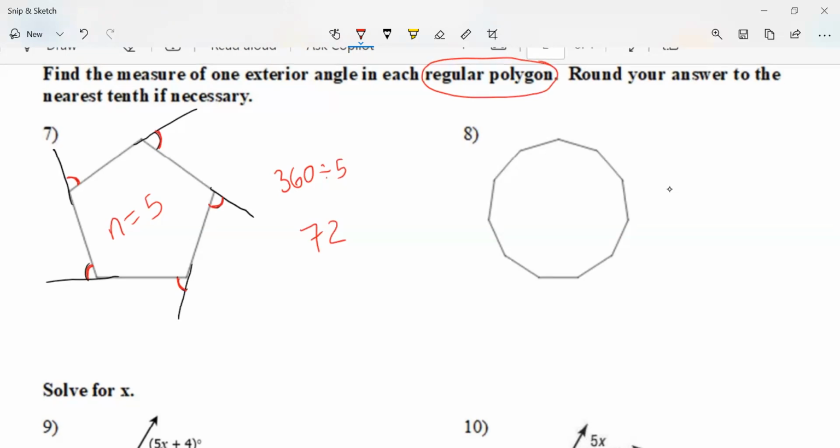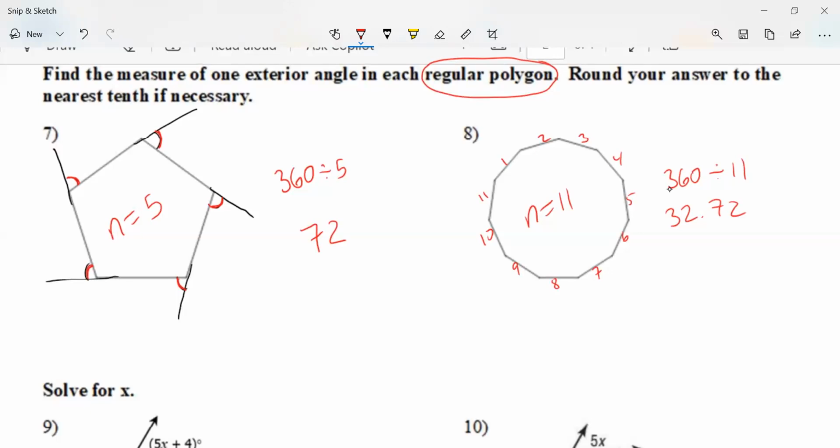Cool. Let's take a look at question number 8. Let me count how many sides there are. See, there's 1, 2, 3, 4, 5, 6, 7, 8, 9, 10, and 11. There's 11 sides. So to figure out how much is one of the angles on the outside, I'm going to go 360 divided by 11. According to my calculator, I get 32.72, bunch of 72s.